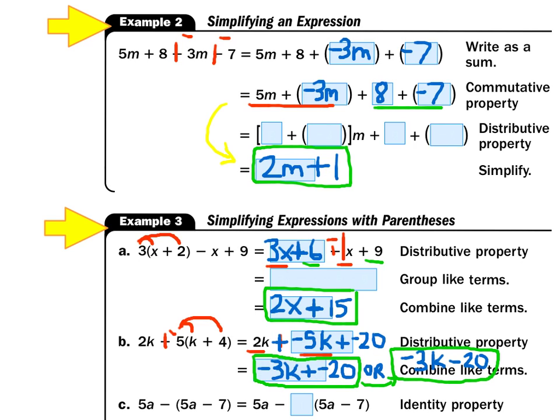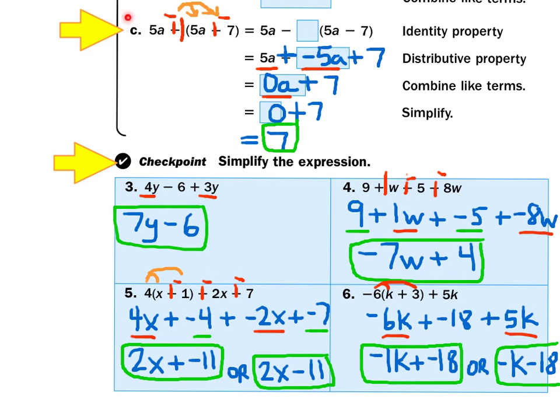Or you can use the definition of subtraction and write it as negative 3k minus 20. Okay, so take a look at example C. We have 5a minus, and then in parentheses, 5a minus 7. Now, I see that minus in front of the parentheses, so I'm going to do that trick. I'm going to put that giant invisible 1 here so that I can see it, and then I'm going to add a line and change the sign.